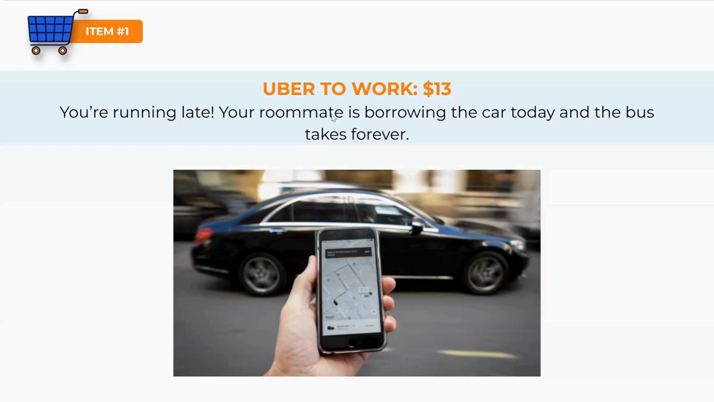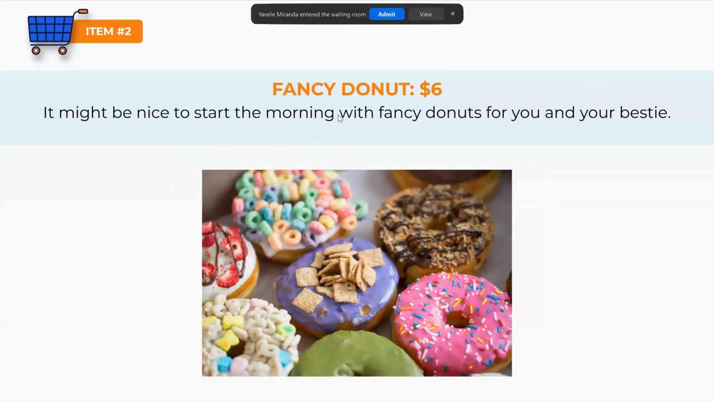Okay, here we go. All right, after this one, I'm going to wait 10 seconds, and I'm just going to go. So here we go. If you want the item, just check the item, and then make sure you put the cost. Here we go. Item number 2, fancy donuts. It might be nice to start the morning with a fancy donut for you and your bestie. Fancy donuts for $6. Anybody? Anybody? Going once? Going twice? Sold. Fancy donuts? No fancy donuts?